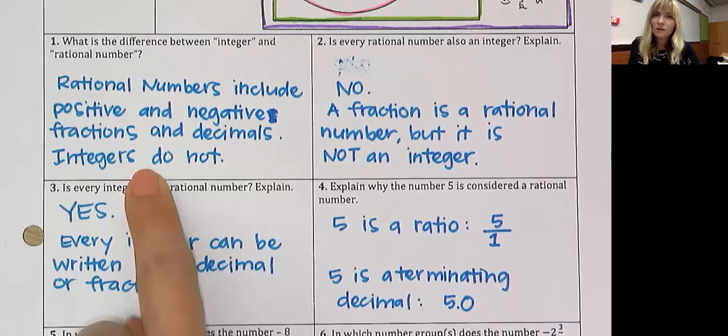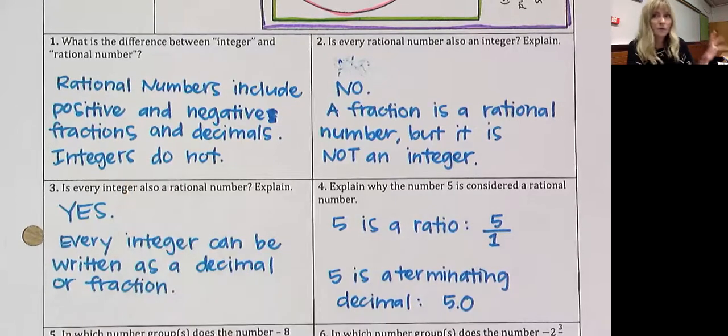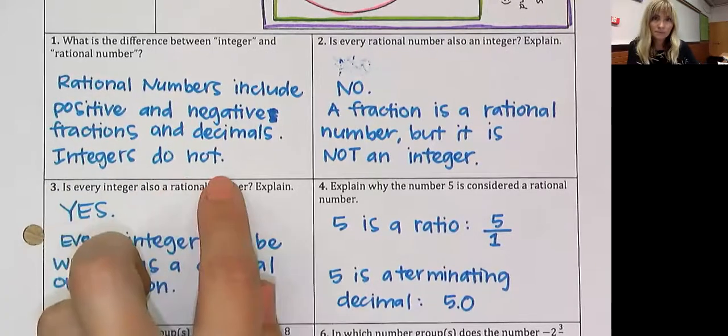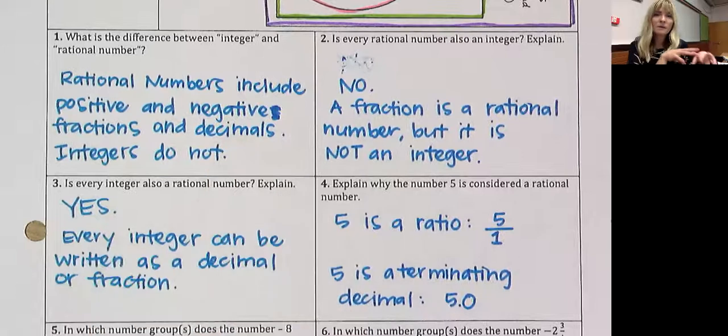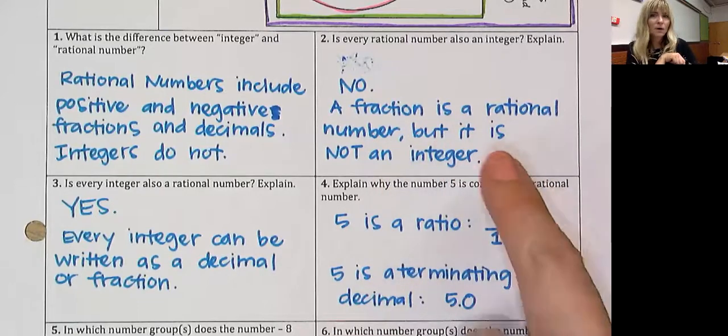Rational numbers include positive and negative fractions and decimals. They include all those ratios that look like ratios to us, but integers do not. So if you have something that's not a nice whole ratio, like 2 to 1, if you have something like 1 to 2, 1/2, 3.5, any of those things are considered rational numbers, but they are not considered integers. So with that in mind, is every rational number also an integer?